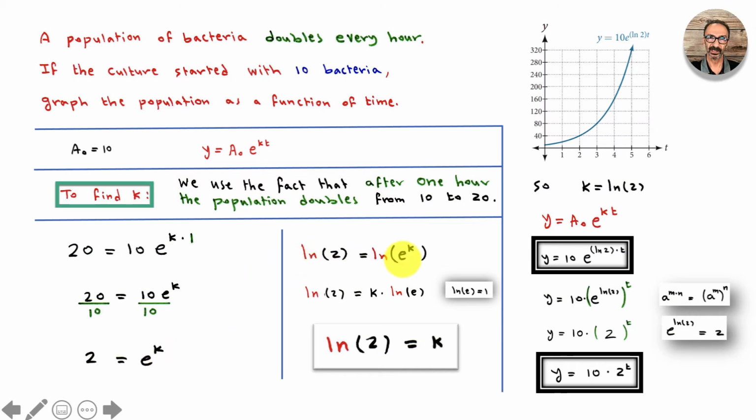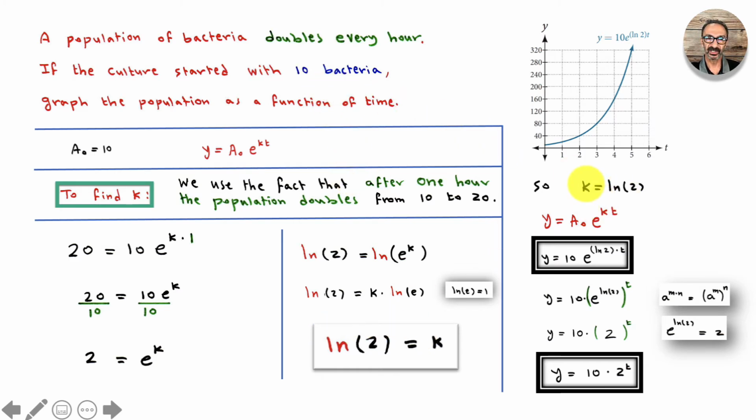Apply ln to both sides. Bring the k up front. So I have ln 2 equals k ln e, but ln e is 1. Think about it in a different way. e to the power what equals e? It's e to the power 1. That has to be 1. So ln 2 equals k. Or differently, if you want to write it the other way around, k equals ln 2.